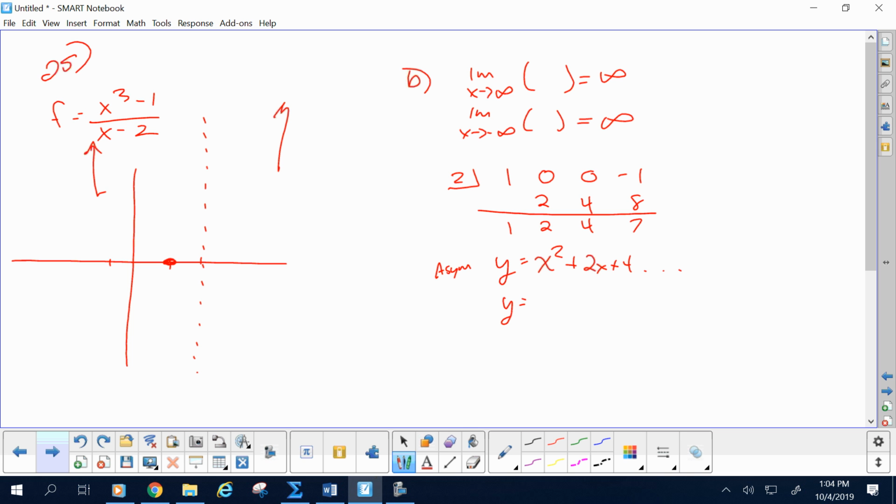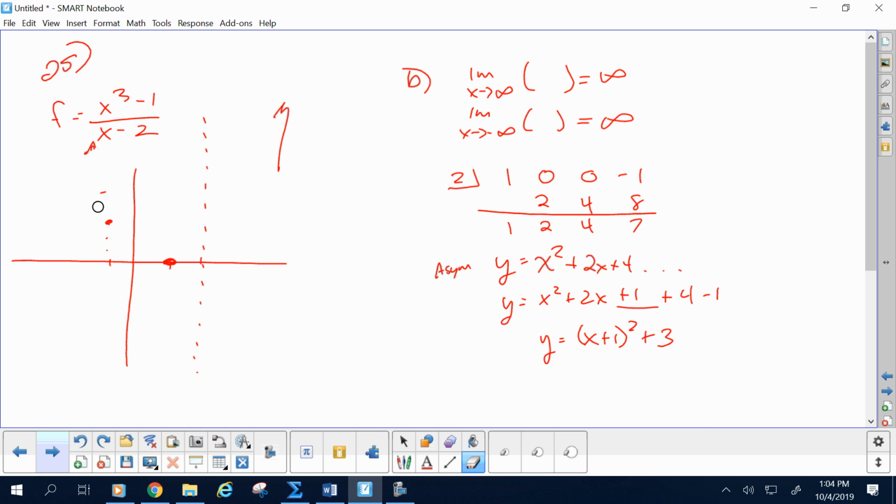So then you'd say, well, I can easily put that in standard form by completing the square. What goes there? No, try again. 1, and you must balance with a 1. So the parabolic asymptote is (x plus 1) squared plus 3. So if you graphed a parabola that is shifted, how? Left 1, up 3, then your asymptote would look something like this.